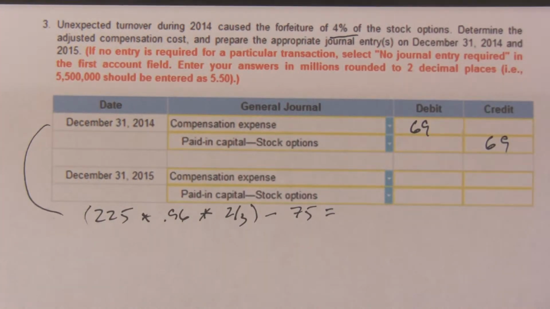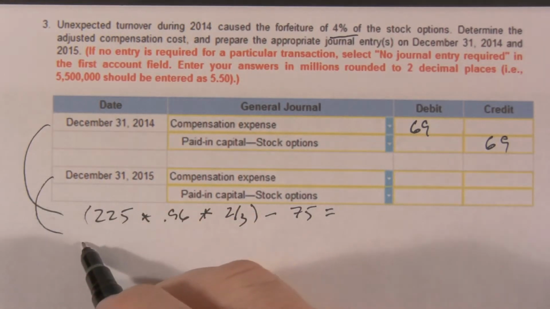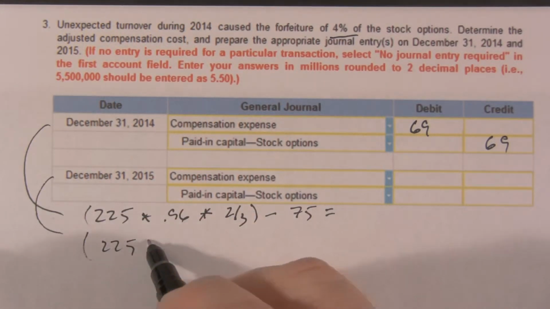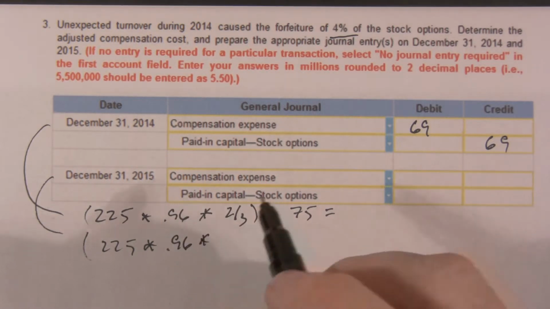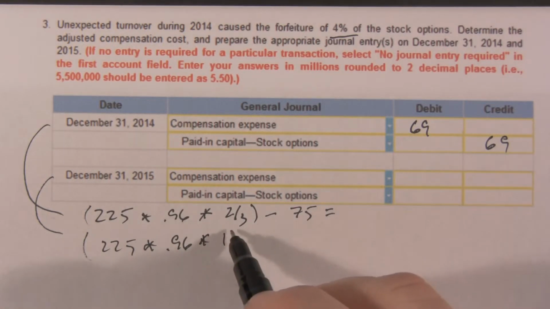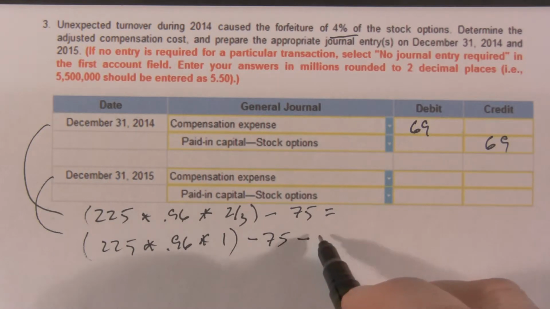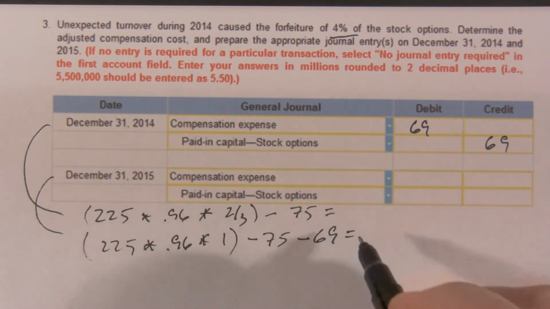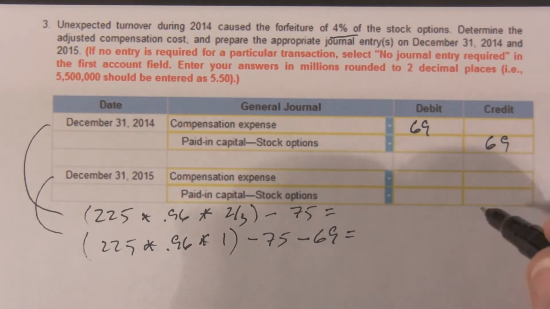Now this next year we're going to do the same exact thing. We're going to do 225 times 0.96, but now we're going to recognize the whole thing because this is the third year, minus what we took out for the first year, minus what we took out for the second year. And when we do that, we come up with 72 million.